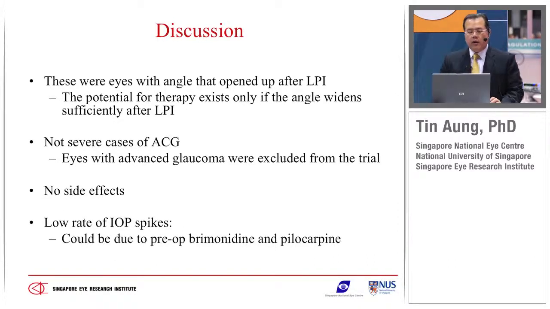We also found a very good safety profile. There were no significant side effects from the SLT, and only one patient had an IOP spike of more than 5 millimeters of mercury. Of course, the low rate of IOP spikes could be due to our use of preoperative brimonidine as well as pilocarpine.